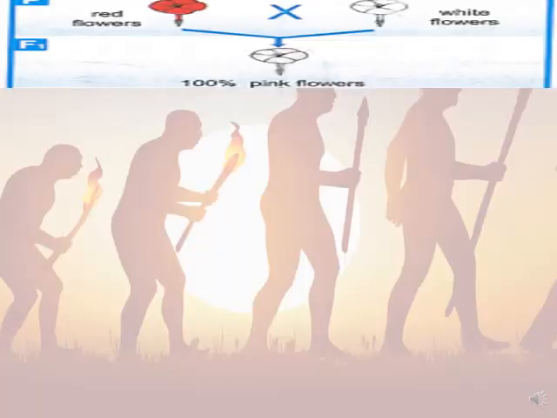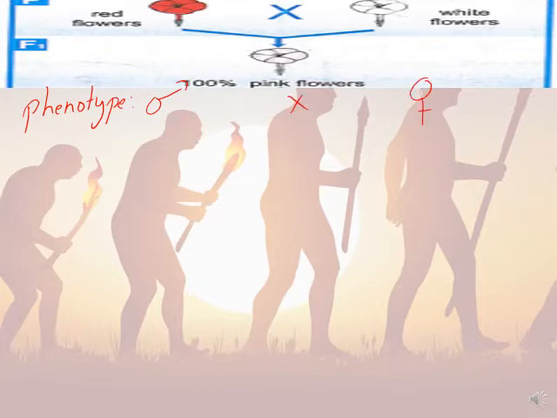So here let's start with the factorial analysis. Let's start with the phenotype of the parents. So phenotype, male crossed with female. Here note that you have to give the symbols before you start.